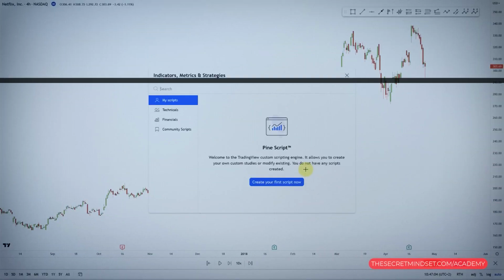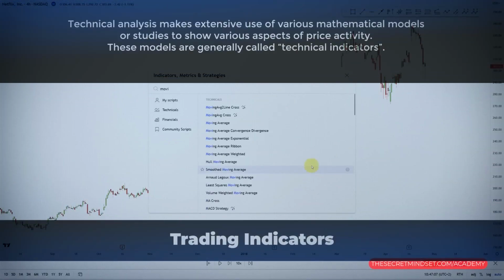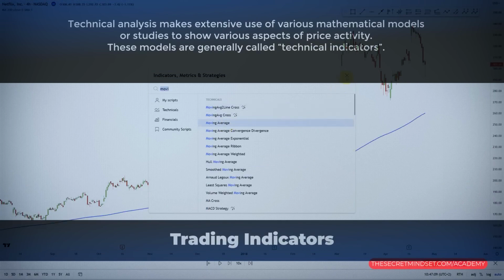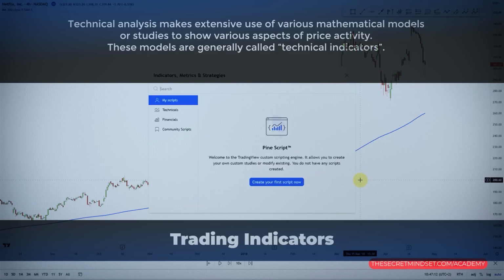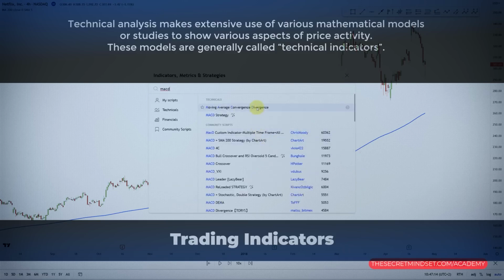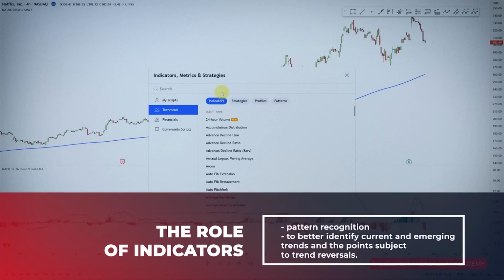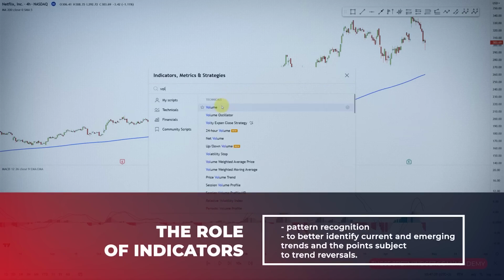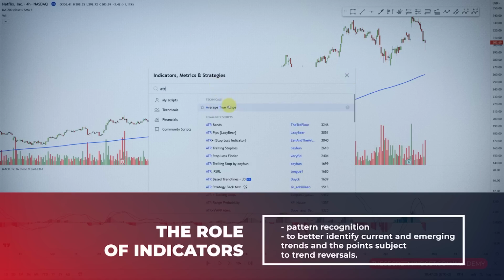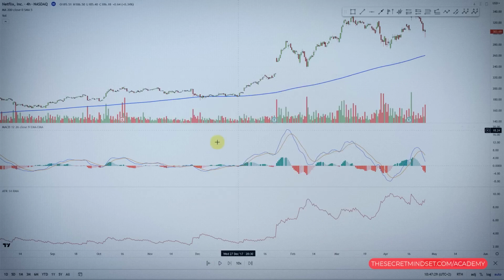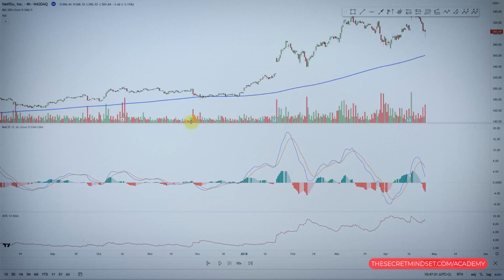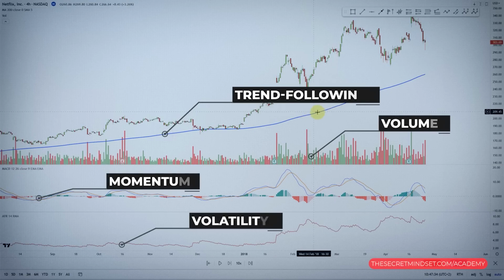Technical analysis makes extensive use of various mathematical models or studies to show various aspects of price activity. These models are generally called technical indicators. The goals in using indicators are the same as for pattern recognition, to better identify current and emerging trends and the points subject to trend reversals. When it comes to indicators, we can divide them into 4 classes: trend-following indicators, momentum indicators, volume indicators, and volatility indicators.